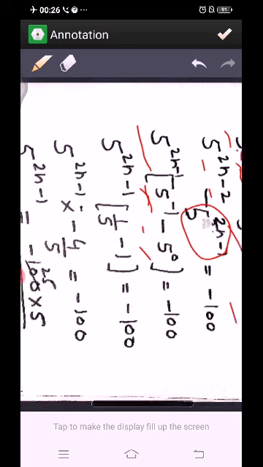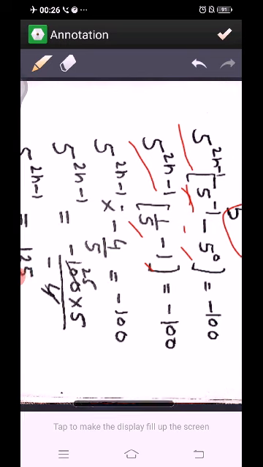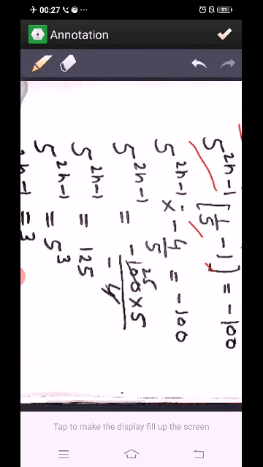Now 5 power 2n minus 1 as it is. 5 power minus 1, the power is given negative, we can write it positive: 1 upon 5, and minus 1. Taking LCM and subtracting, we get minus 4 upon 5. This minus 4 upon 5, now again we will transpose to the right hand side. 5 will go up, 4 will come down. Then this negative sign also goes to this side, minus and minus cancel, that becomes positive.